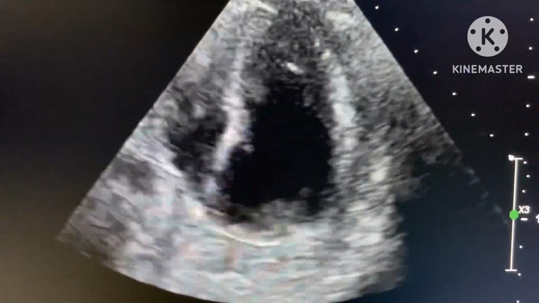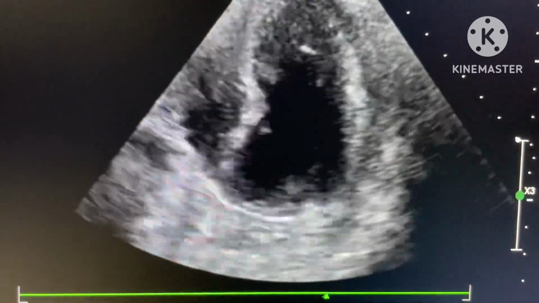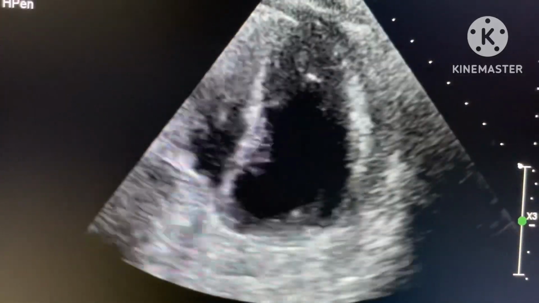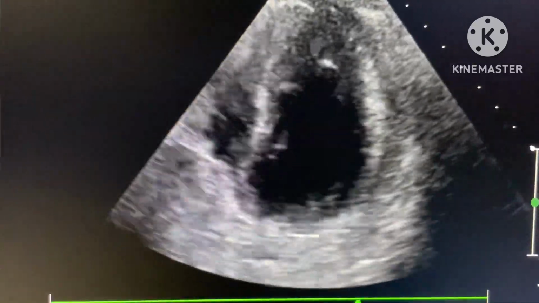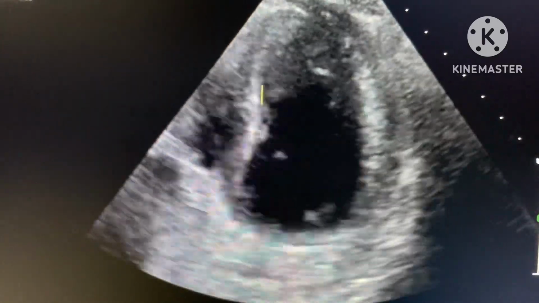This is effusive constrictive pericarditis. In this apical four-chamber view, you can see paradoxical motion of the interventricular septum. This is the interventricular septum, and you can see the paradoxical motion.